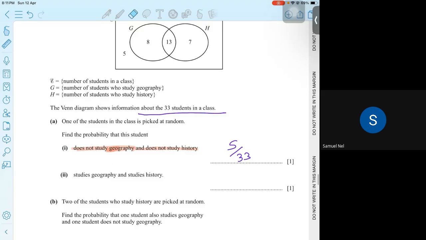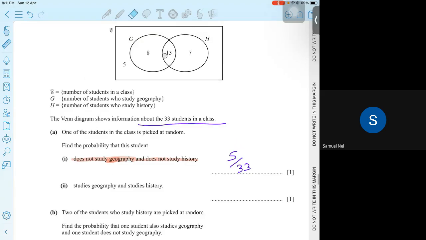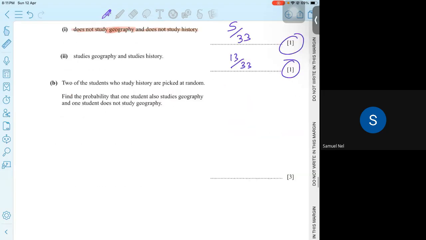The next part is studies geography and studies history. Again, that is geography and history, the common part, right? So this is 13 over 33. Very basic questions, very basic answers. This will not have that many marks, just 1 and 1, okay?